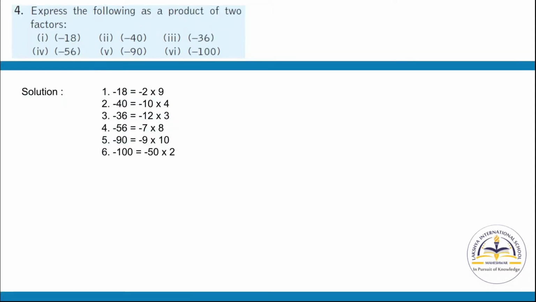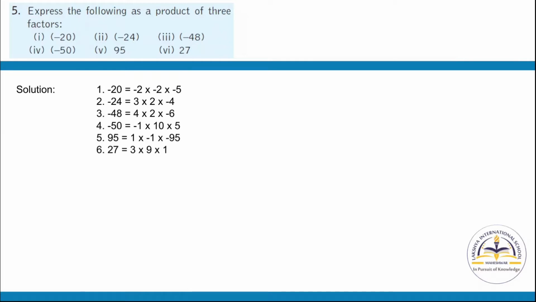Question number 4. Express the following as a product of two factors. Here you have to express any number with two factors. First, minus 18. So the answer will be minus 2 into 9. We can also write minus 1 into 18. Likewise you have to solve this question. Now the second one, minus 40. You can write minus 10 into 4, and you can also write minus 20 into 2. In the same manner you have to solve this question.